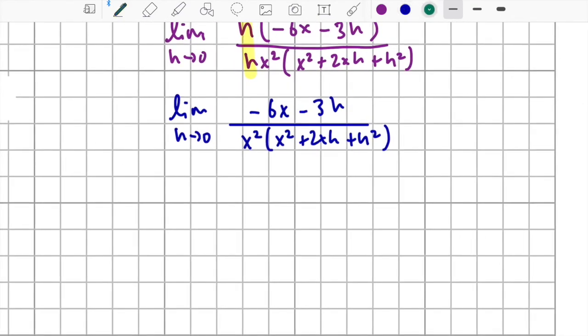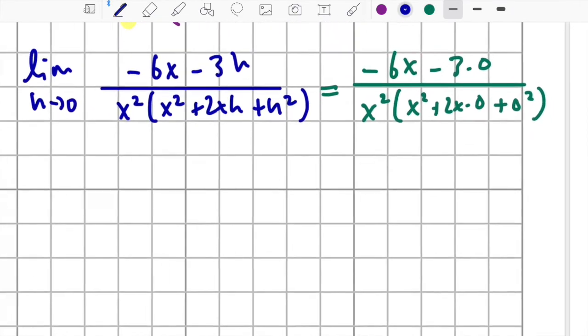Now we can evaluate. Finally, let's evaluate. And when I say evaluate, it means plug in the 0 wherever you see an h, because it's h approaching 0. So it'll be negative 6x minus 3 times 0 over x squared times x squared plus 2x times 0 plus 0 squared.